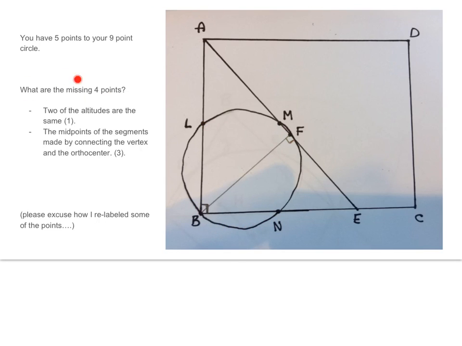So we're missing 4 points. 2 of the altitudes are the same as the sides of the triangle. And then the midpoints of the segments made by connecting the vertex to the orthocenter are 3 more points. So we're missing 4 points. Okay? And if you notice, if you go back and look at the details of the triangle that I made, I relabeled a few points here and there. But we constructed our 9-point circle with only 5 points. And that's it for today.